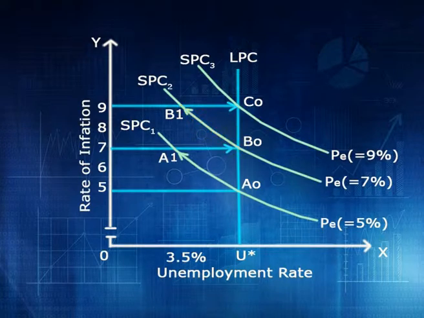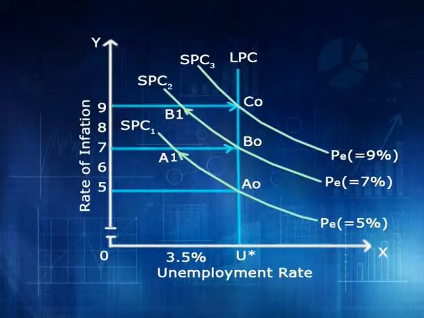After some time, the workers will recognize the fall in their real wages and press for higher nominal wages to compensate for the higher rate of inflation than expected. When these higher nominal wages are granted, the business profits decline, which will cause the level of employment to fall and unemployment rate to return to the natural rate of 5%. That is, the economy moves from B1 to C0. The new short-run Phillips curve will now shift to SPC 3, passing through C0.